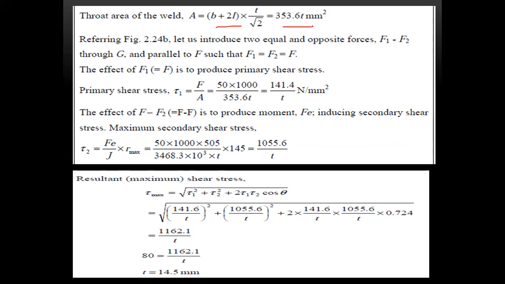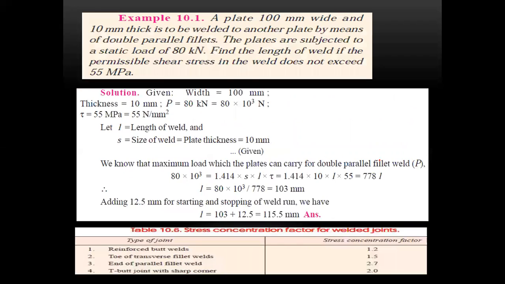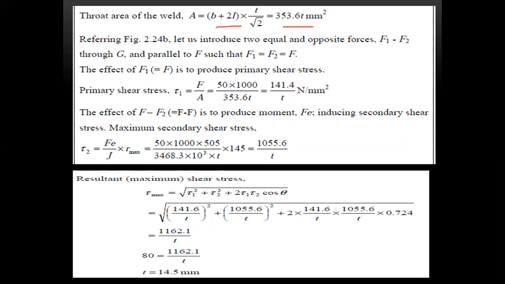Now referring to figure 2.24b, this portion, we consider two equal and opposite forces F1 and F2 through G and parallel to F, such that F1 is equal to F2 is equal to F. Therefore, the primary shear stress tau 1 is equal to F1 by A, and we get this value. The effect of F2, tau 2, is equal to F e by Z into R max, that is 105 by 0.6 by t.